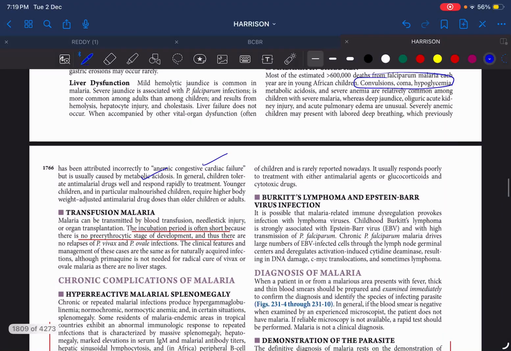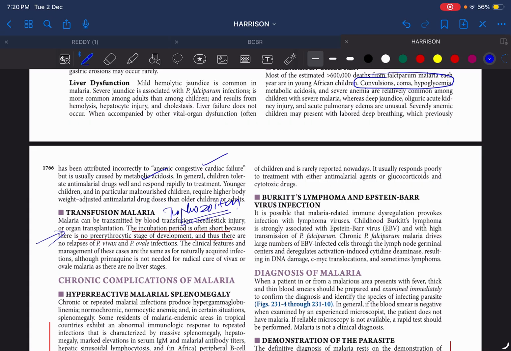Coming to transfusion malaria, the incubation period is very short. Why? Because there is no pre-erythrocytic stage in blood transfusion. Sporozoites are not seen. It is only the trophozoites, so trophozoites are the infectious stage in case of blood transfusion. Because there are no sporozoites, there are no merozoites also.